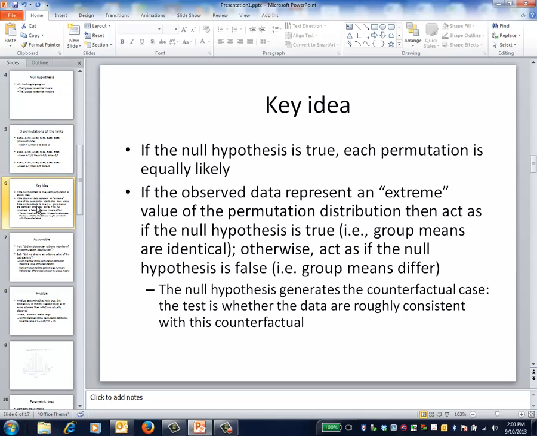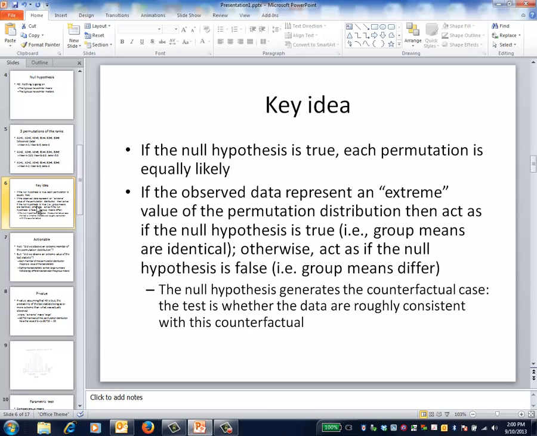The key insight in developing a permutation test is to recognize that if the null hypothesis is true, each of the 720 permutations of the data is equally likely to occur. To perform a hypothesis test, what we need to do is determine whether the version of the data that we actually happen to observe is extreme. Importantly, what we're checking is whether the observed data are extreme relative to what would be expected were the counterfactual assumption of the null hypothesis to hold.